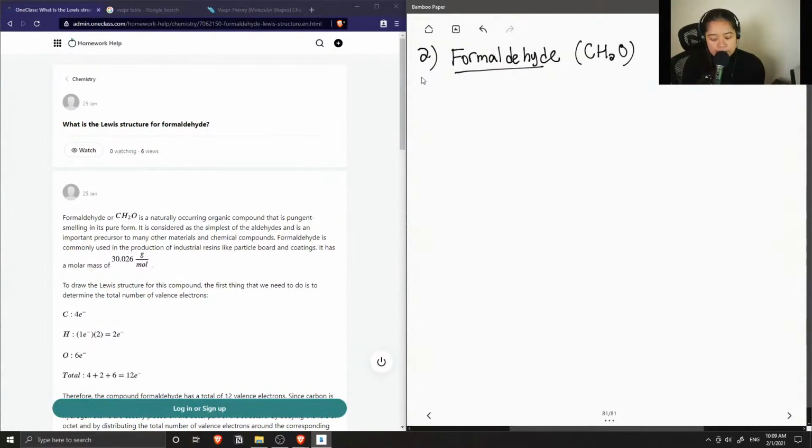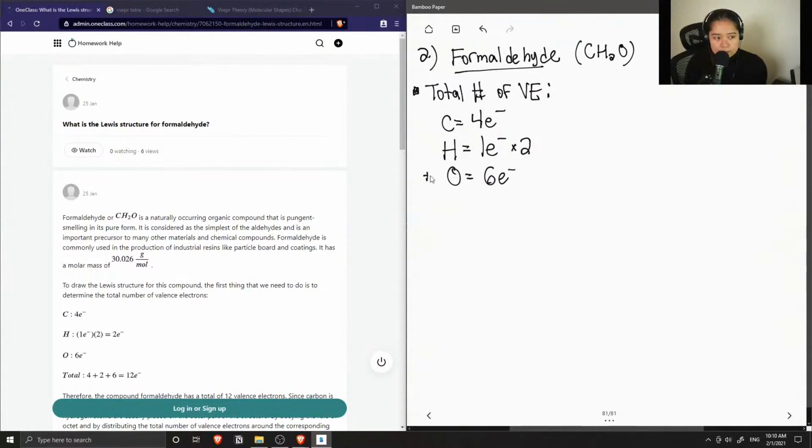and we can find its Lewis structure by first calculating the total number of valence electrons in the molecule. So carbon has 4 valence electrons, hydrogen has 1, and since there are 2 hydrogen atoms, we multiply this by 2, and oxygen has 6. So in total, we have 12 valence electrons.